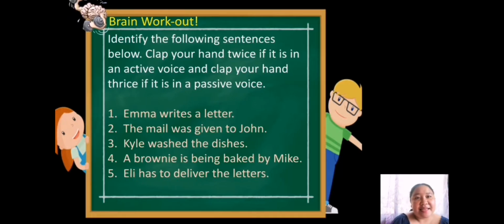Emma writes a letter. Number 2. The mail was given by John. Number 3. Kyle washed the dishes. Number 4. A brownie is being baked by Mike. Number 5. Ellie has to deliver the letter.